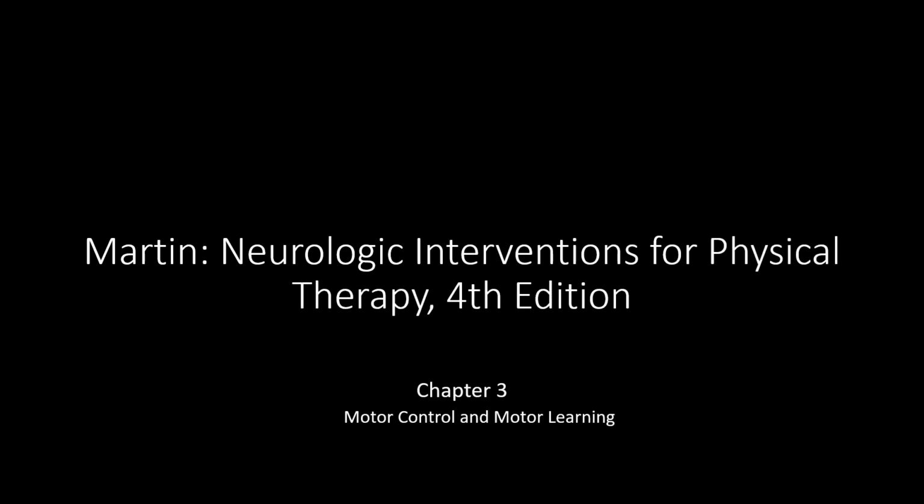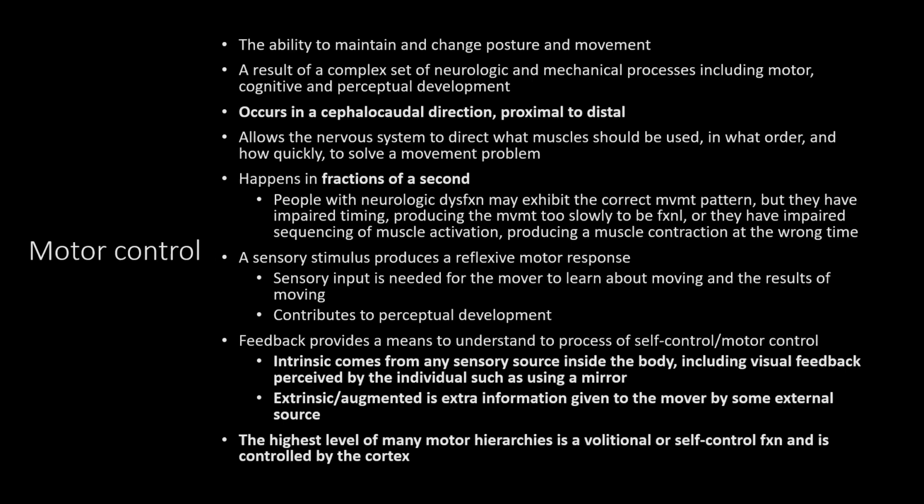Moving on to Chapter 3, Motor Control and Motor Learning. Some of this will be a little bit of a refresher. Some of it we're going to dive a little bit deeper into. So motor control is the ability to maintain and change posture and movement. A complex set of neurologic and mechanical processes, including motor, cognitive, and perceptual development, have to occur for motor control. It occurs in a cephalocaudal direction, proximal to distal. So that means that motor control develops from head to toe, trunk to tip.